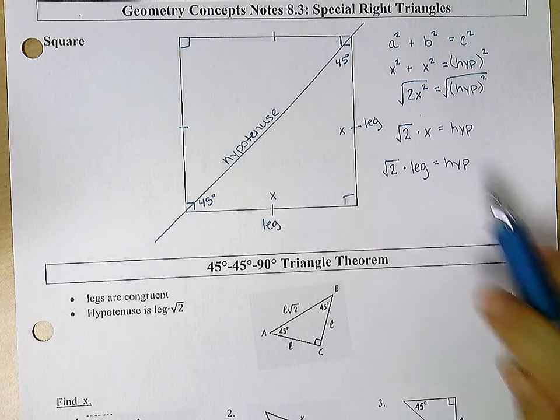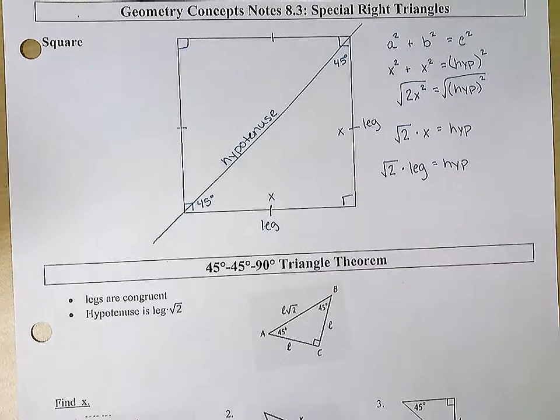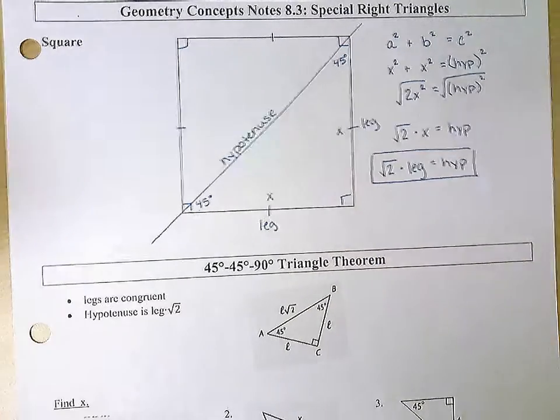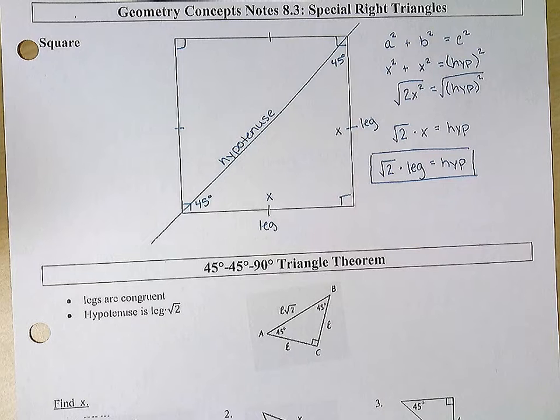Okay, so if you have the hypotenuse, or if you have one of the legs of a 45, 45, 90 right triangle, you can find the other side. Okay, so this is the rule we're going to be using. That's how that's derived.